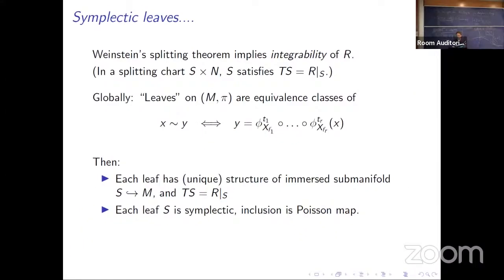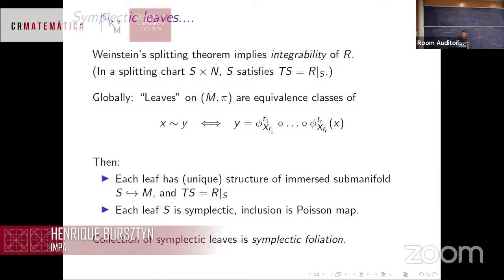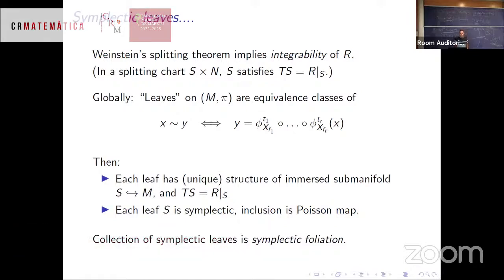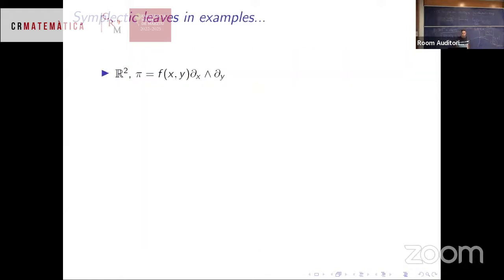Let's go now to examples. The collection of these symplectic submanifolds is called the symplectic foliation. I think Camille will talk more about foliations with leaves of varying ranks in his lectures, but it's an example of a singular foliation. So let me just draw some pictures of what the symplectic leaves may look like in examples.